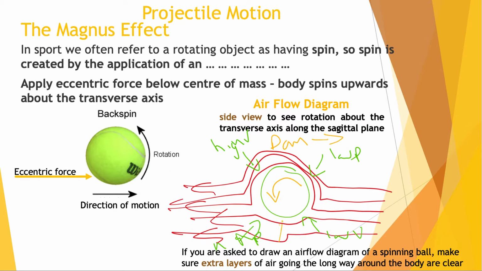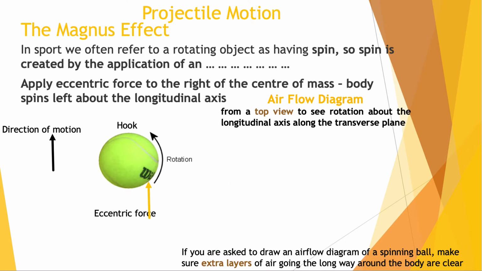It's causing sort of this here, and it's going to cause this time Magnus force in this direction. It's pulling the ball upwards, which with the backspin is what causes it to sort of float in the air. Remember, I'm drawing both of these airflow diagrams as if I'm looking at the ball from the side, because this ball is rotating about its transverse axis.